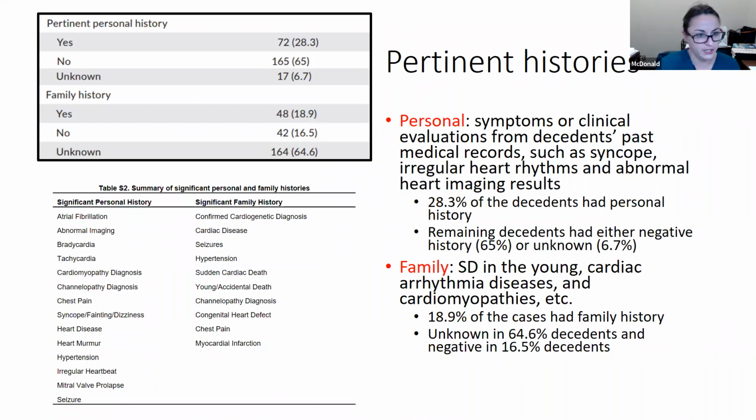For family history, they were looking for sudden death in young, cardiac arrhythmic diseases and cardiomyopathies, etc. The full list again is there, the bottom table on the right. So about 20% of the cases had a family history. And in this case, it was interesting, 64% of the decedents had unknown family history.